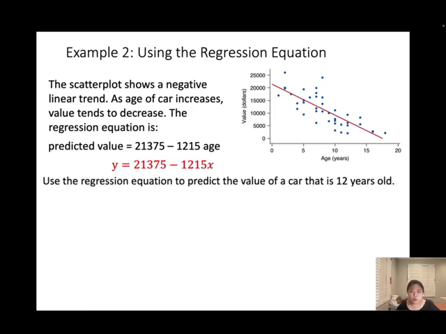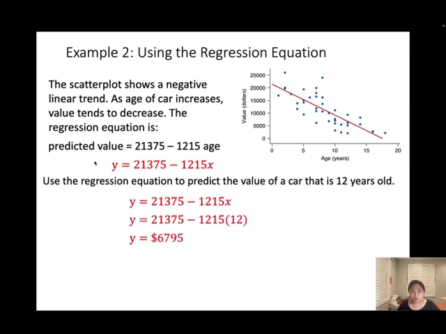And then use the regression equation to predict the value of a car that is 12 years old. So they want you to use the regression equation here, when the car is 12 years old. They're talking about the age, x is equal to 12. What is the predicted value of y in here? So we just strictly plug it in.